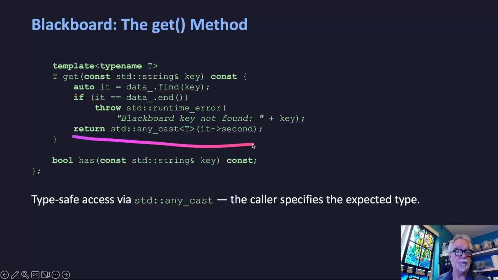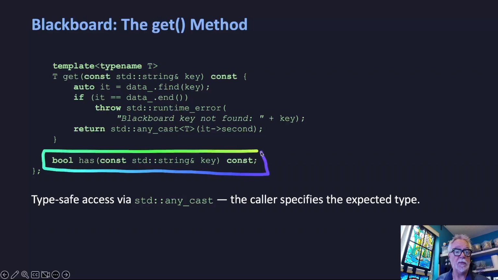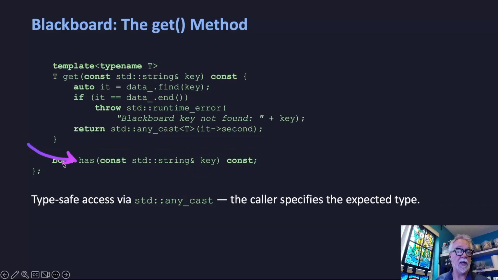So we take this pointer that we found here, we cast it to the type that this is expecting, and then we can also add this value here. So the pattern should be that you say, if the blackboard has this key, then get this key here, right?